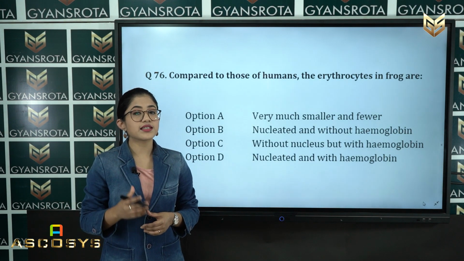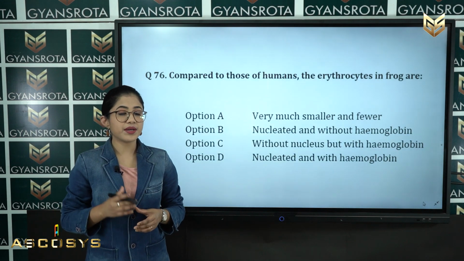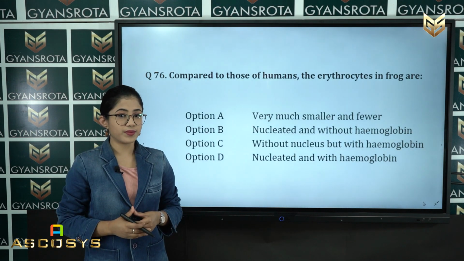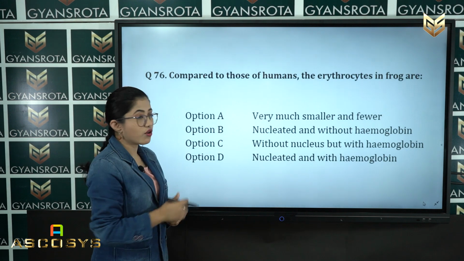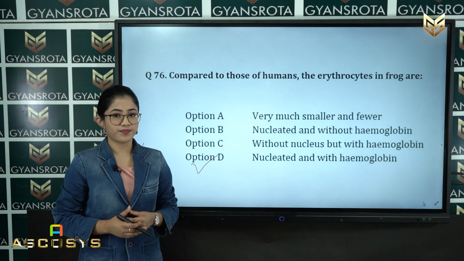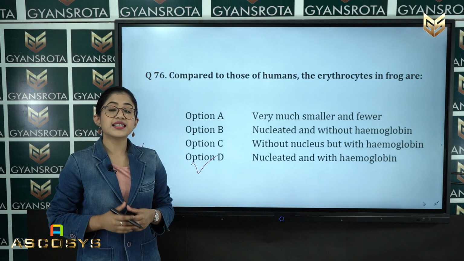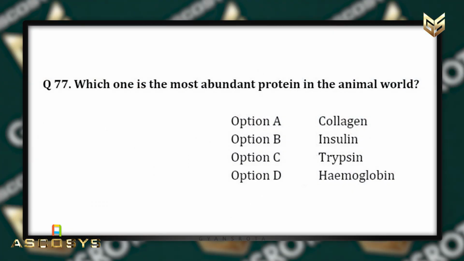So, the red blood cells in frogs are nucleated and they contain a red pigment which is called hemoglobin. So, from these four options, option number D is the correct answer for this question, that is nucleated and with hemoglobin. Now, let us see the next question, that is question number 77.